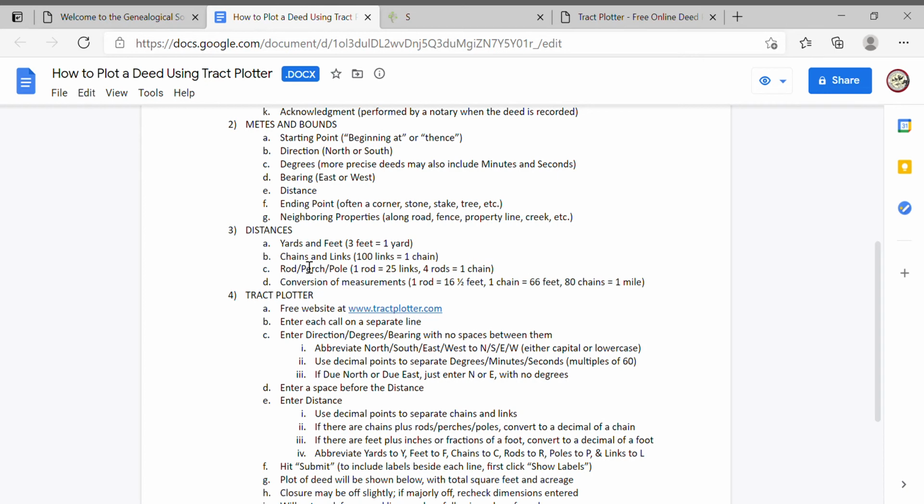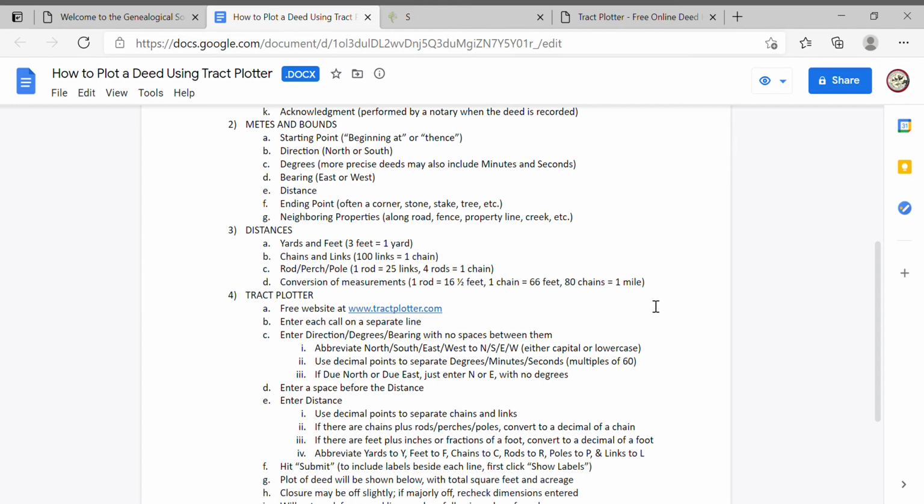Now, if you want to convert between the chain system and the feet system, you can do that using either of these conversion equations. 1 rod, that measurement in between, is equal to 16.5 feet. 1 chain, the large unit, is equal to 66 feet. And 80 chains equals a full mile. You can use that to convert if you need to.